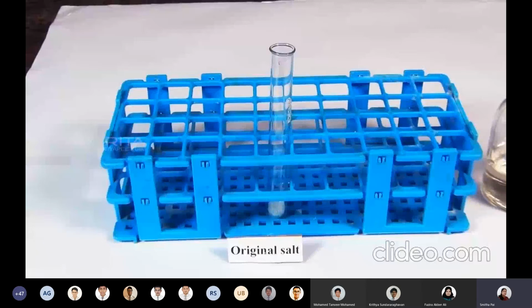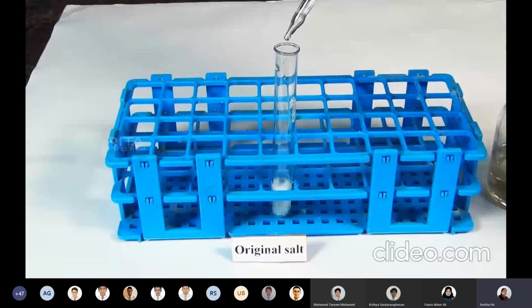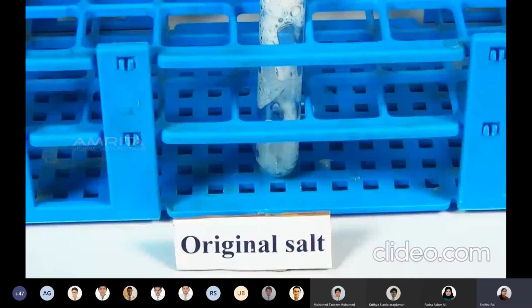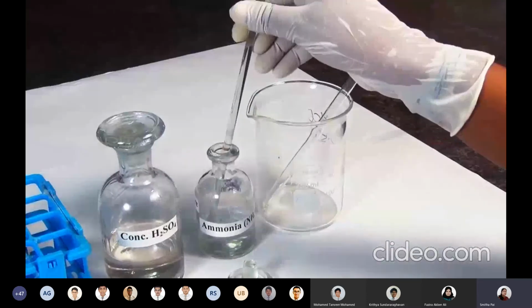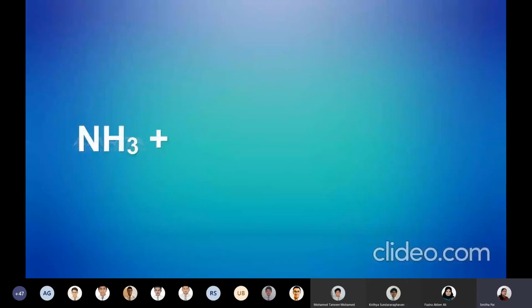Procedure: take a small amount of the salt in a test tube. To this, add a small volume of concentrated sulfuric acid using a dropper. Chloride reacts with sulfuric acid to form colorless hydrogen chloride gas with a pungent smell. Dip the glass rod in ammonia solution and bring it over the mouth of the test tube. Hydrogen chloride reacts with ammonia to form white fumes of ammonium chloride.